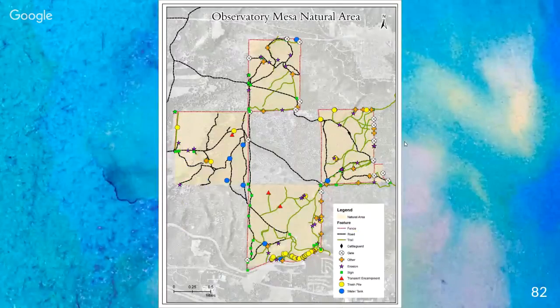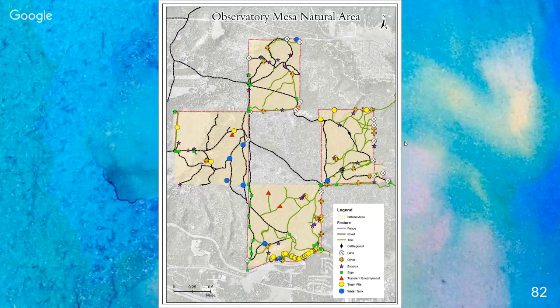Or we can take a GPS and go out into the field and collect data such as trails, roads, fences, trash piles, and we can bring that back into GIS and create these maps, which we could look at or give to a supervisor so they know where issues may occur and where they can send volunteer groups for trash cleanups.